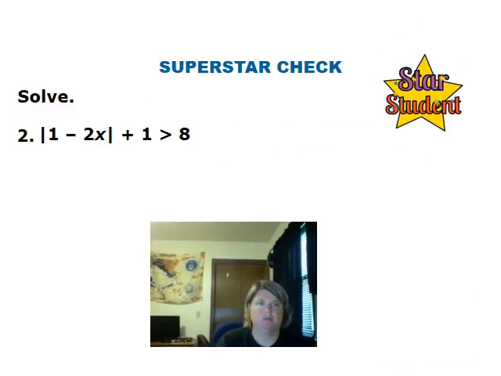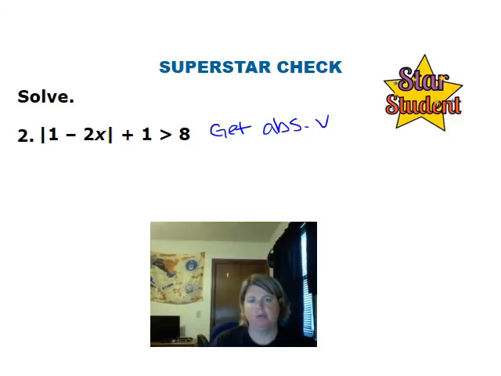And then we'll go on to the next one. All right, so our second superstar check is going to be just solve. Usually these say solve and graph, but because we're just doing a superstar check, I just want to make sure that you can solve it, and I'll worry about graphing tomorrow. So the absolute value of 1 minus 2x, absolute value, plus 1 is greater than 8. Again, remember that your first step has to be to get the absolute value by itself. So make sure you're doing that. If you don't do that in this problem, then you might have a little issue. All right, so work this out. Choose, hopefully one of the choices will be on the multiple choice, and then we'll go from there.